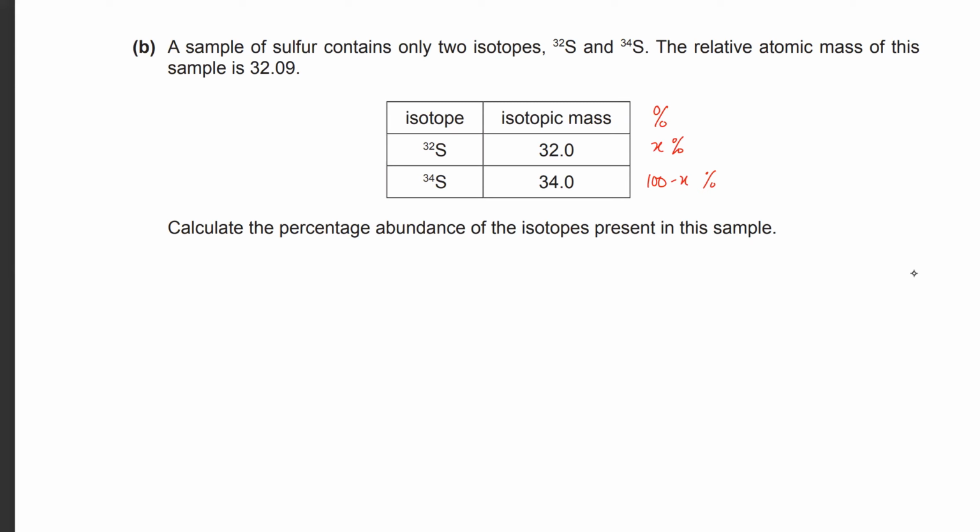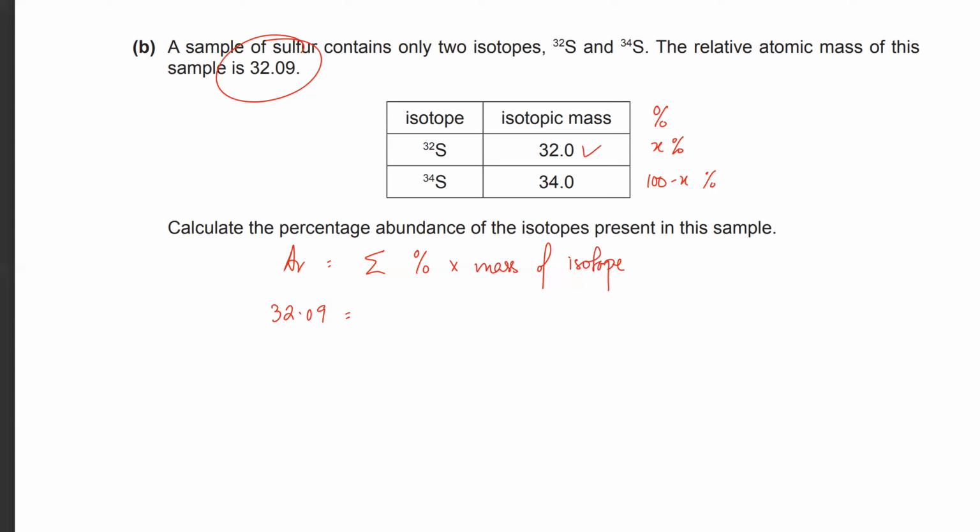So how do you find the Ar? The formula for Ar is, okay, you take the fractional percentage and multiply it by the mass of the isotope, or the isotopic mass, and you keep summing them. So the Ar is already given. It's given as 32.09. So this Ar over here is already given. So that is the average.